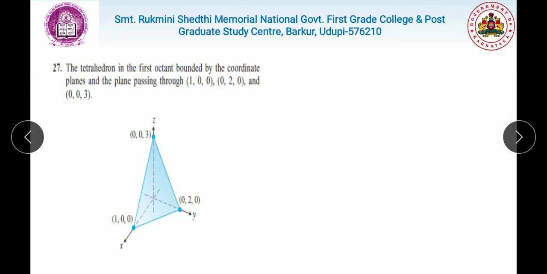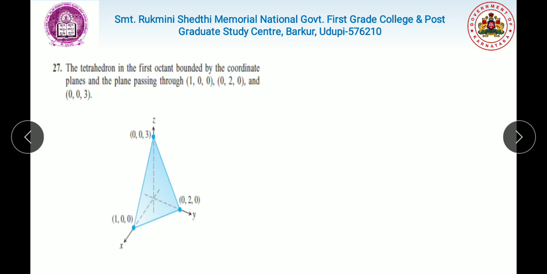Next question. The tetrahedron in the first octant bounded by the coordinate planes and the plane passing through these 3 points (1, 0, 0), (0, 3, 0) and (0, 0, 2). Again, you can project this in the xy plane. It becomes the triangular region.